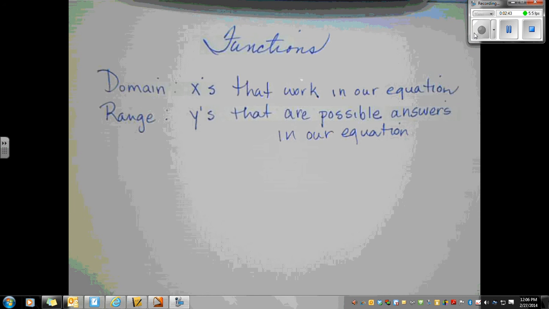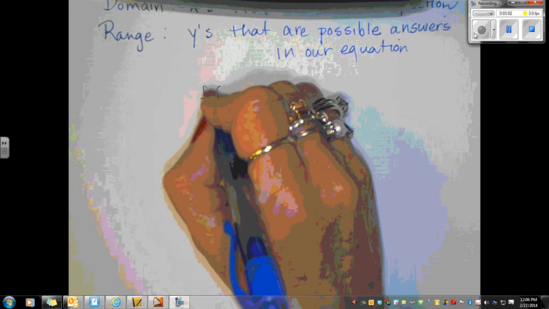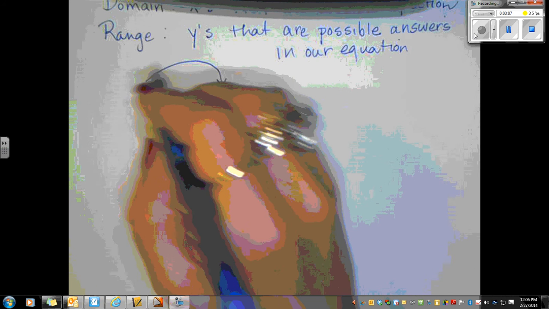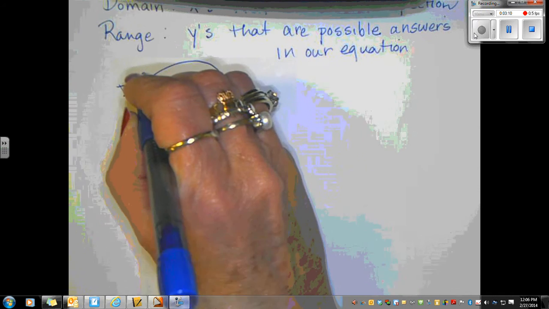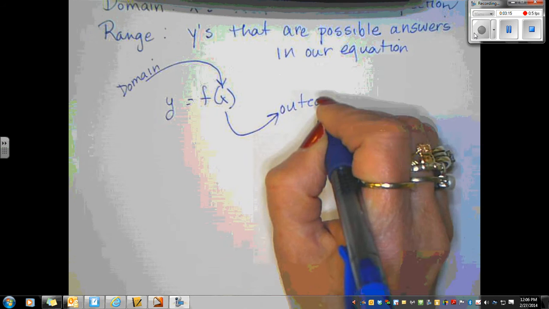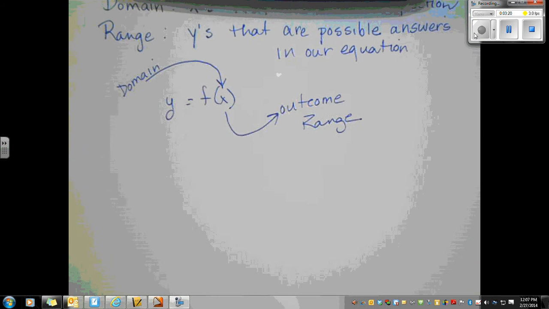Okay, now, functions. Let's review them. Step 1, domain. What's domain? Domain are x's that work in our equation. Range, y's that are possible answers to our equation. So, we have f of x, which we know is y. We put things in, that's the domain. Things come out, the outcome is the range.